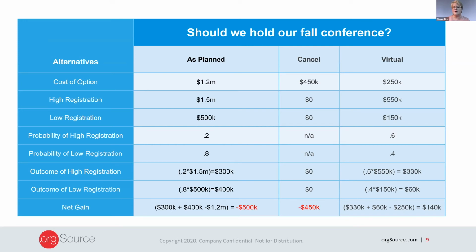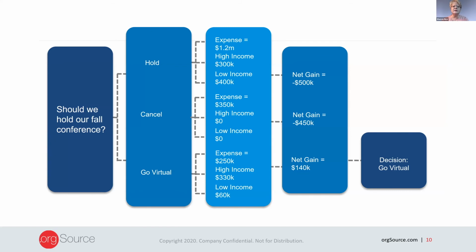But again, if I hadn't made that mistake in my calculations, I would look at this and say, should we hold the conference? And here I went ahead and looked at each of the three options, looked at the expense, the income, the high and the low income, the net gain, and then the decision was to go virtual on this. And if we added 300,000 back into this, what we would see is that canceling the meeting and holding the meeting virtually at this point would probably net out about the same. And then we would have to start looking at the non-financial factors that are involved in this. And I'm going to show you this in a little bit when we go through questions.